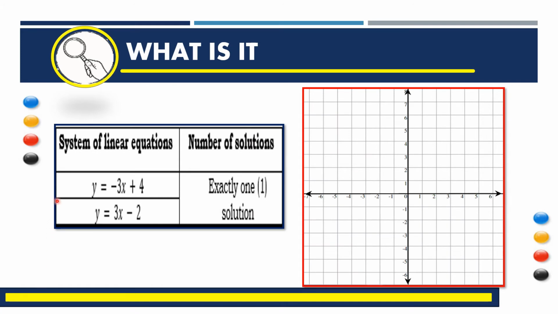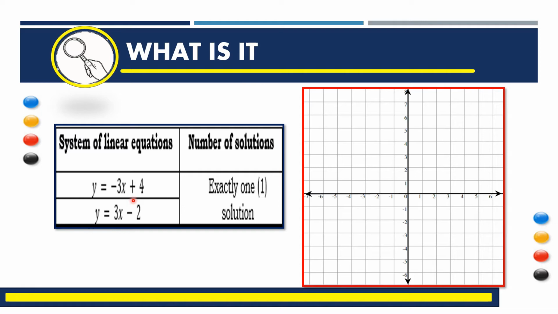Now let's have the first pair of linear equations, or the system of linear equations. We have here y is equal to negative 3x plus 4 and y is equal to 3x minus 2. And let's find out if it has exactly one solution. So applying what we have learned in graphing systems of linear equations, let's graph first y is equal to negative 3x plus 4.